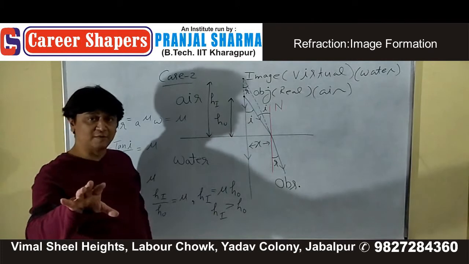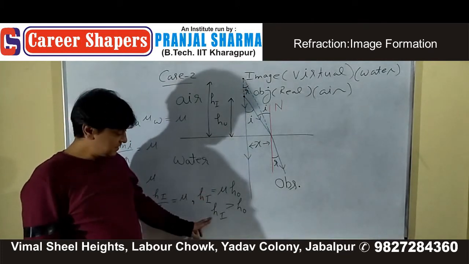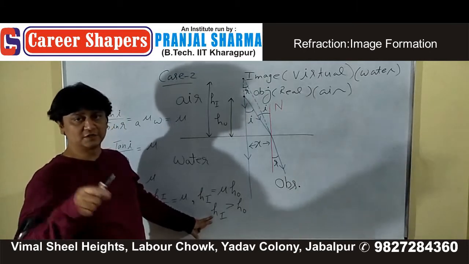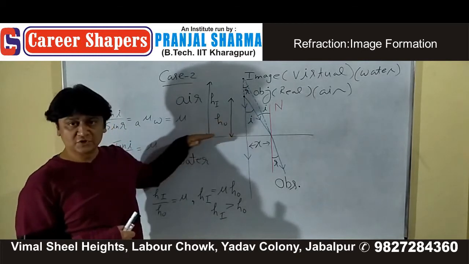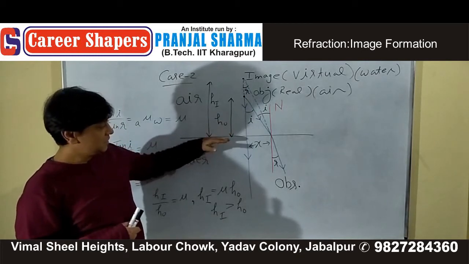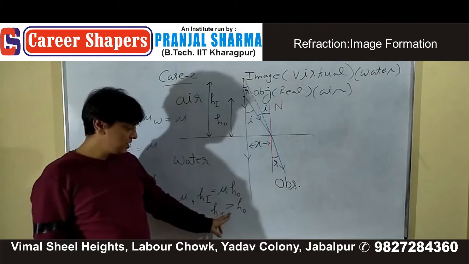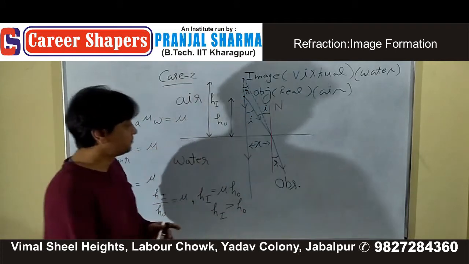And what happens in this type of situation? You will find that the distance of image from the interface. Remember, all these distances are taken from the interface of both mediums, the common junction point. That's it. This distance of image in case 2 will always be greater than the distance of object from the interface.